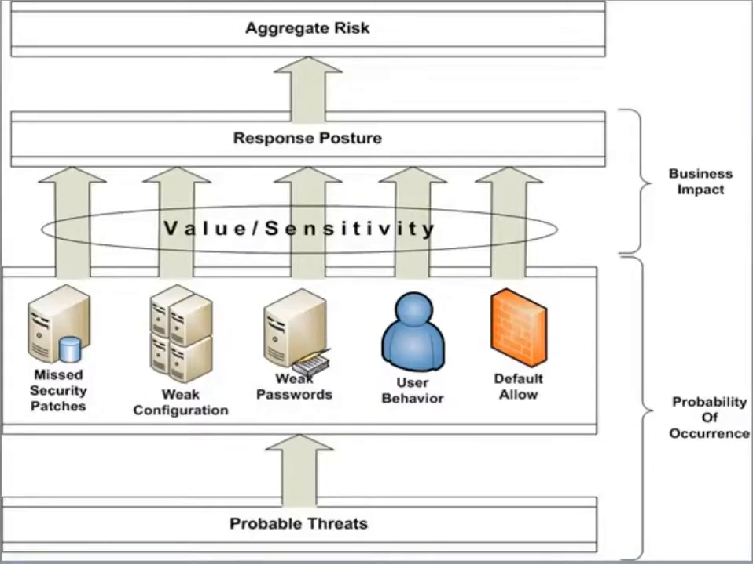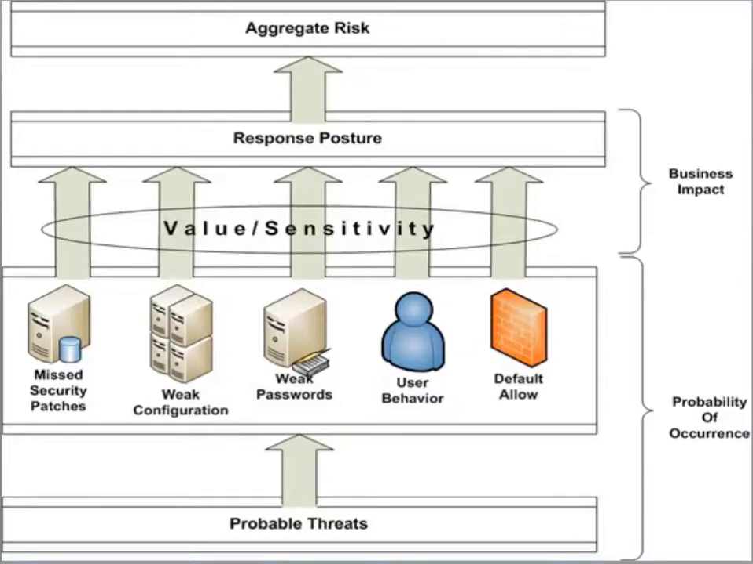So here you see the probable threats on the bottom passing through our devices, which have their attack surfaces locked down to a reasonable, appropriate level. Those two levels form probability of occurrence: the probability that a threat can leverage a vulnerability within one of those devices, or, as we can see, the user, as in social engineering.